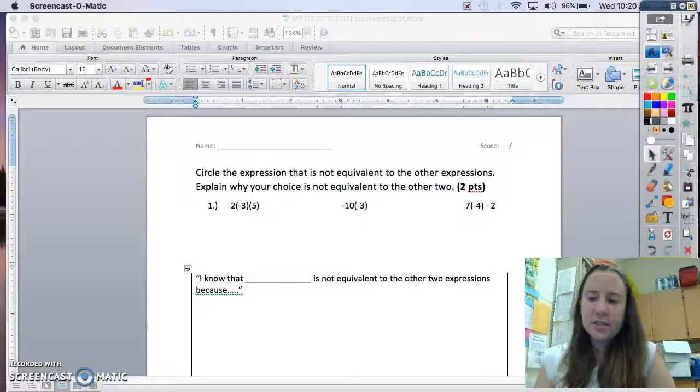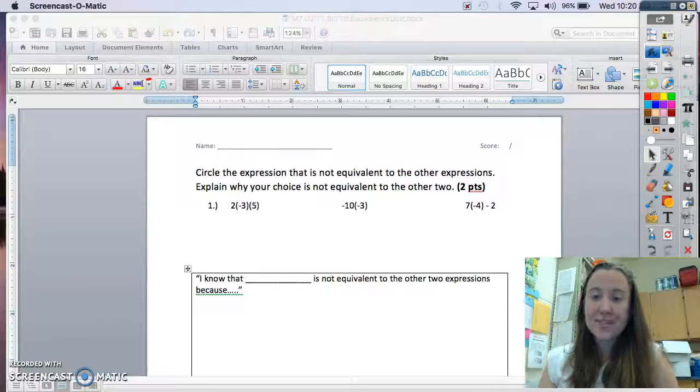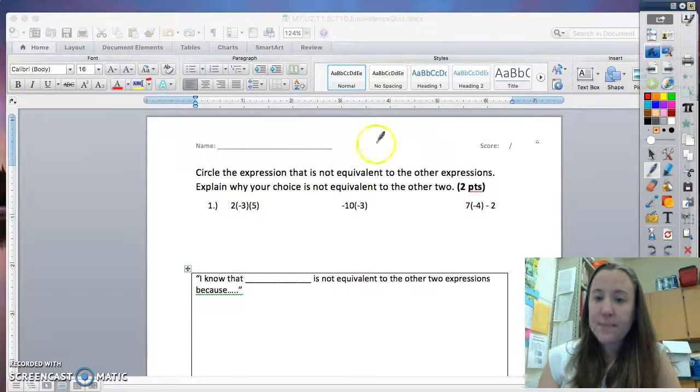So the first question says to circle the expression that isn't equivalent to the other two, and you have to explain why your choice is not equivalent. The very first thing we need to do is actually evaluate them to decide which one's equivalent and which ones aren't. And that's what I did not see a lot of on your test. I should have seen a step-by-step.